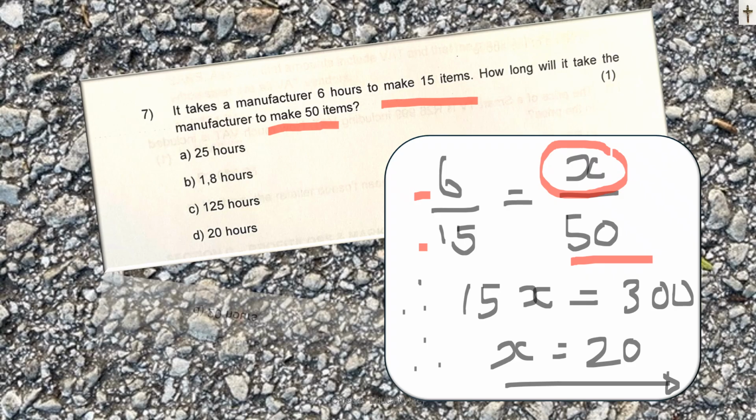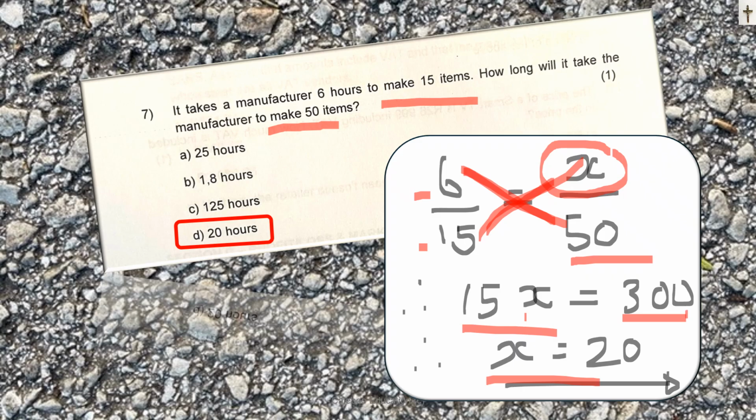And there's a method. If I cross multiply, 15 times by x is equal to 15x. And the math rule says it will equal the opposite cross multiplying. 6 times by 50 is equal to 300. So I said 15 times by x is equal to 6 times by 50. 15x is equal to 300. You divide both sides by 15, and we get x is equal to 20. So it will take 20 hours to make 50 items. And the answer is D.